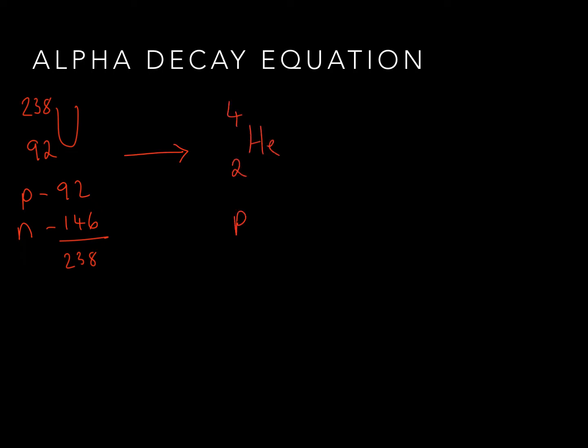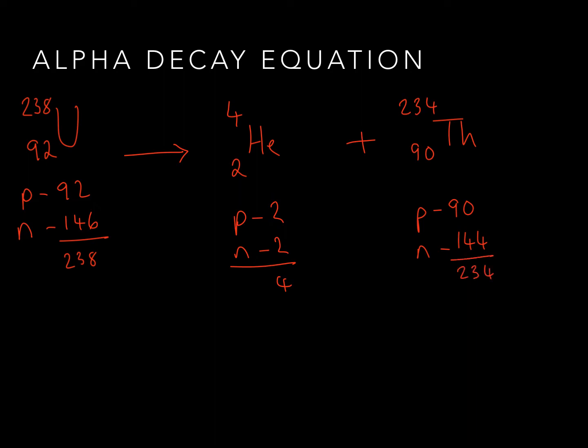There you go. Plus, of course, the helium has got 2 protons and 2 neutrons, making a total mass of 4, which is the number you see at the top of the He, 4, 2. Plus, it makes thorium-234, 90. This means it's got 90 protons and 144 neutrons. If you add 90 and 144, you get 234 at the top there.